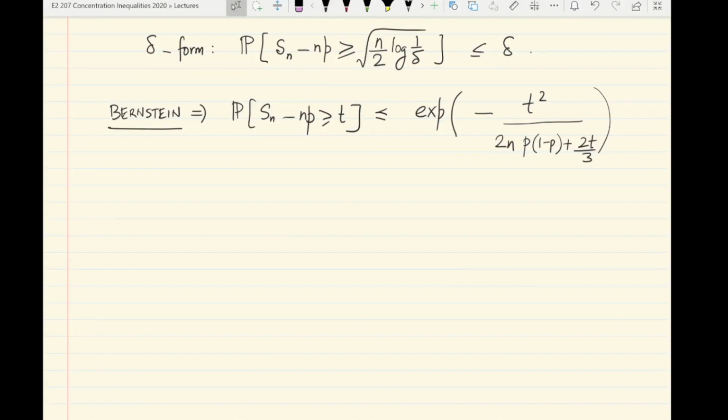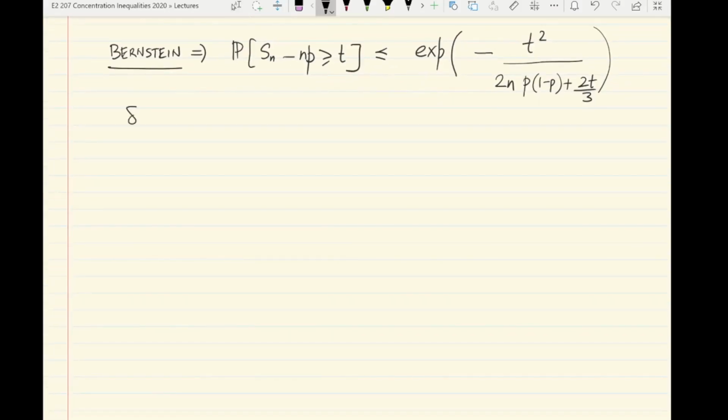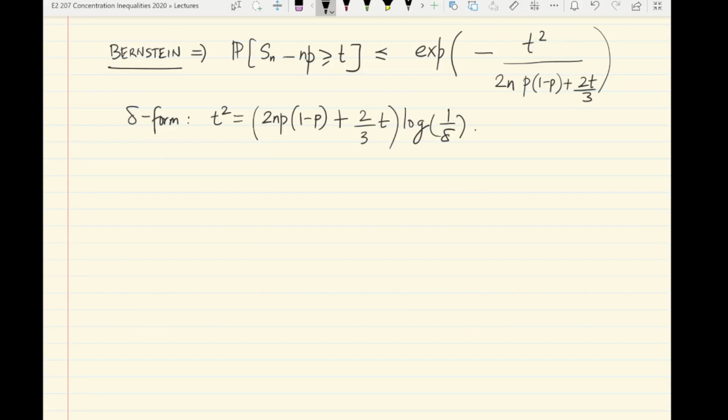It's a little more transparent if we try to find the delta form of Bernstein's inequality in a somewhat more tedious manner. So to find the delta form, we need to equate the right hand side of this inequality to delta and solve for t. So that means that t square equals 2np(1 minus p) plus 2/3 t, times log 1 by delta. That's the only way that the right hand side will become e raised to minus log 1 by delta, which is delta.